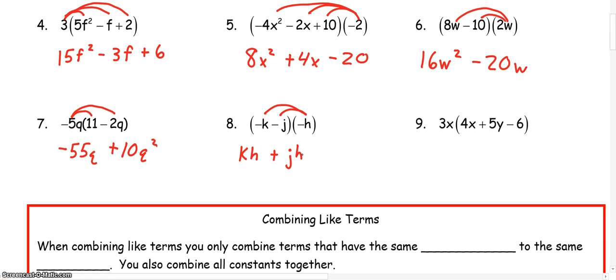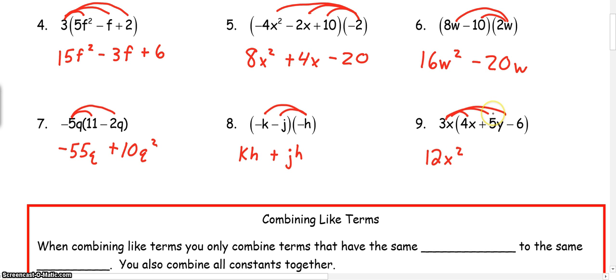Number 9 brings both ideas into this. So we're going to distribute the 3x to everything. Now, in the first term, 3x times 4x, they have an x, so my exponent changes. 3 times 4 is 12. X, there's 2 of them, so this becomes x squared.